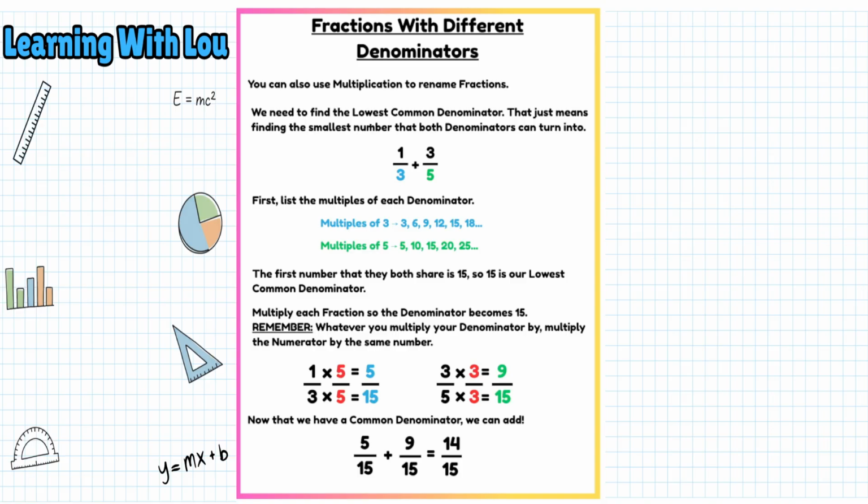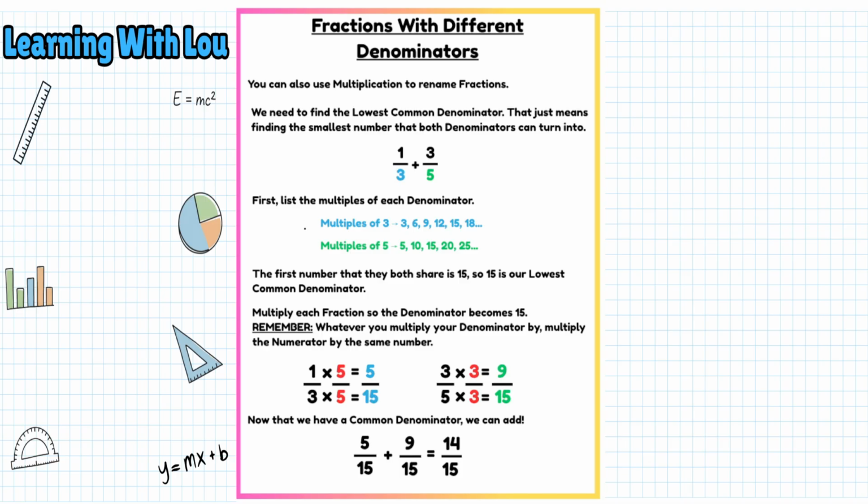So what we need to do first is find the lowest common denominator, and that just means finding the smallest number that both denominators can turn into. And if you take a look here, we have 1/3 plus 3/5. Now drawing a picture for this one wouldn't work, because if you were to show 1/3, there's no split you can do that's going to give you fifths. It's just not going to happen. So we need to find the lowest common denominator.